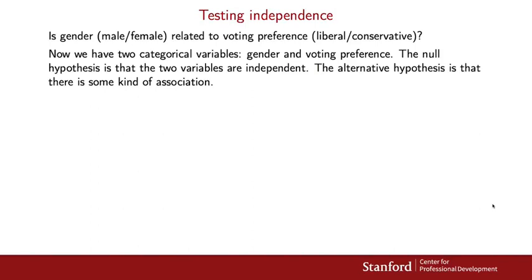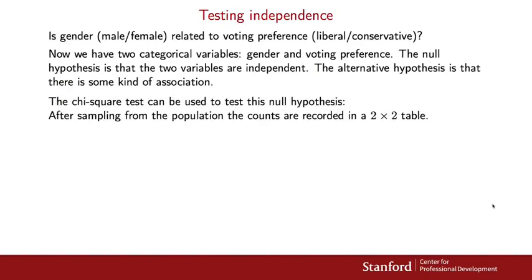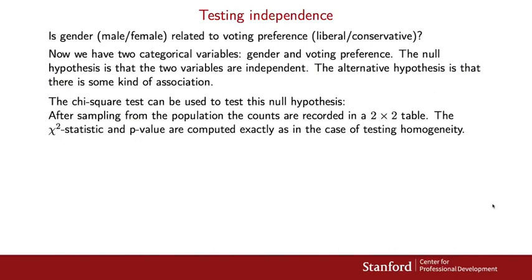The null hypothesis is that the 2 variables are independent. The alternative hypothesis is that there's some kind of association. Again, the chi-square test can be used to test this null hypothesis. We sample data from the population by sampling people at random. We record the outcomes for the 2 categorical variables, and that gives us counts in a 2x2 table. It turns out that the chi-square statistic and p-value are computed exactly as in the case of testing homogeneity. That means we also use the same way of computing the degrees of freedom.